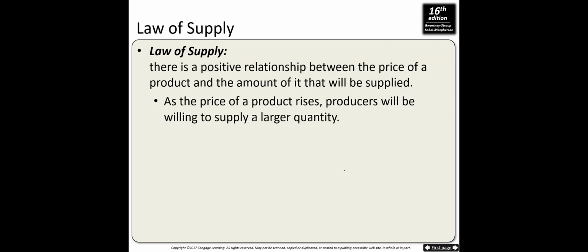Okay. Now let's talk about the law of supply. There is a positive relationship between the price of a product and the amount of it that will be supplied. So this positive relation, when prices are higher, quantity supplied is higher, is called the law of supply.